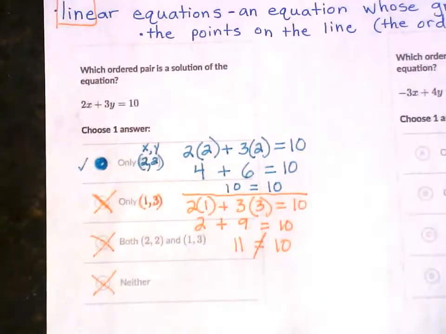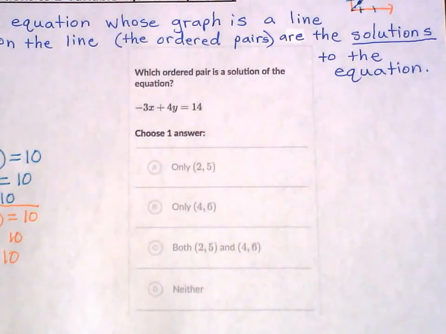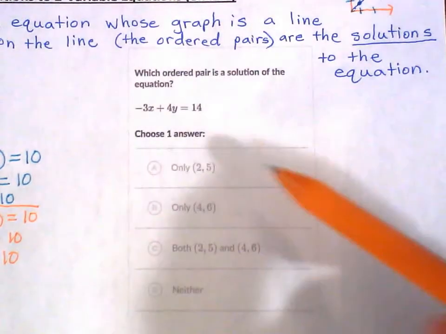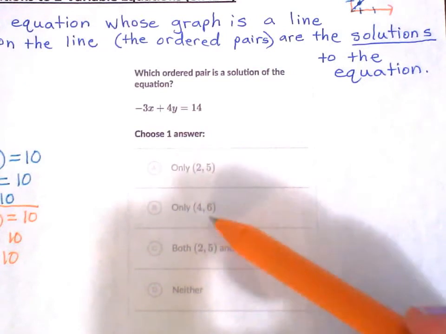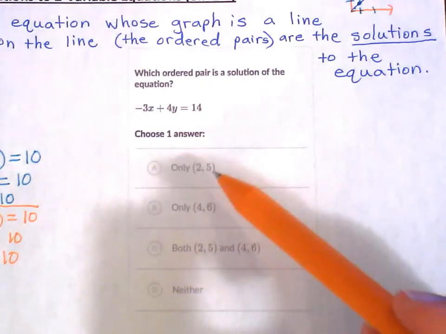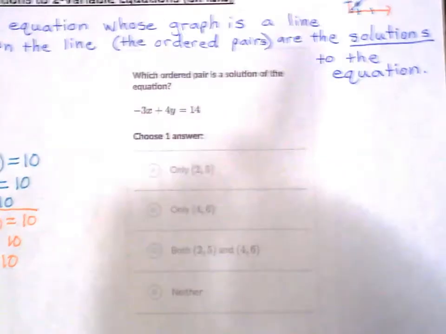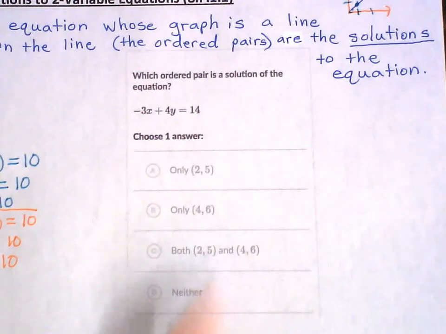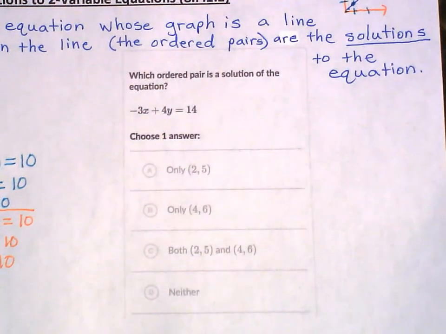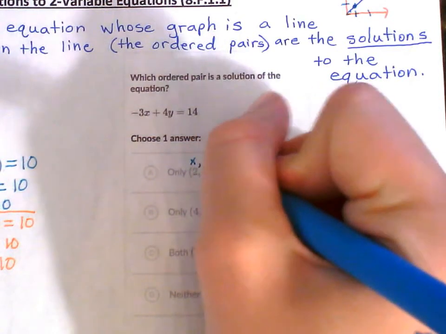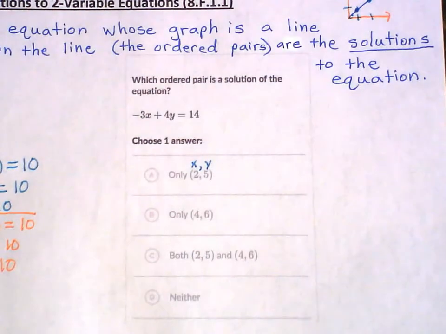Okay, so let's do another one just like that. Which ordered pair is a solution of the equation? They give us our equation, and then two ordered pairs, 2, 5 and 4, 6. We have to see, is 2, 5 a solution? Is 4, 6 a solution? Are they both solutions, or is neither one a solution? First let's plug in 2, 5. 2 is our x, 5 is our y. So let's plug it in.